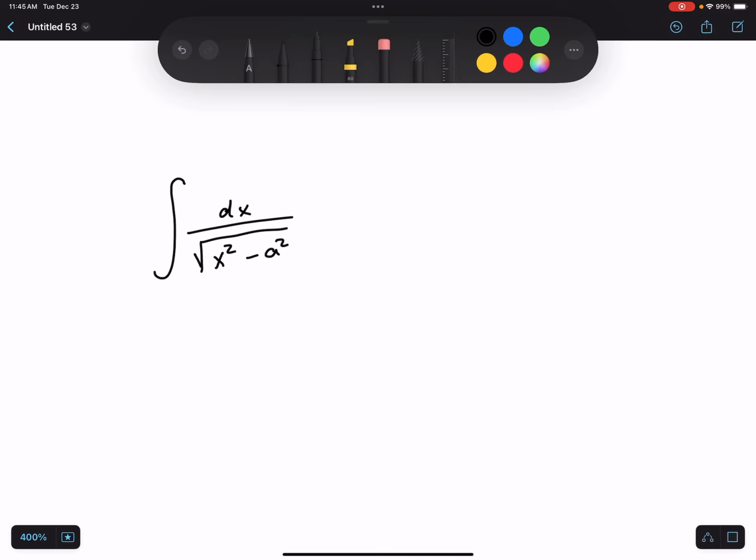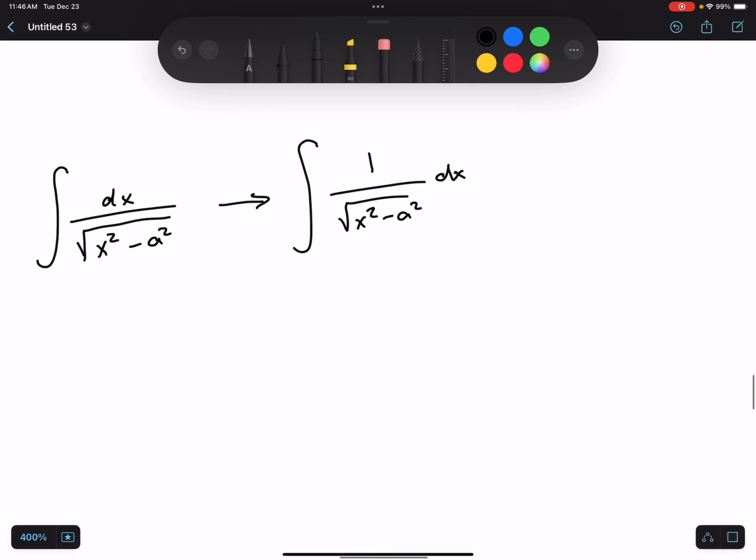Here we have the integral dx over the square root of x squared minus a squared, and the first thing I'll do is rewrite this to make it something more recognizable as the integral of 1 over the square root of x squared minus a squared dx. And now that we have it in this standard form, we can recognize the indication of a trig sub. We have x squared and a squared, and because we have a subtraction symbol there, that indicates that we're working with a secant or a sine trig sub.